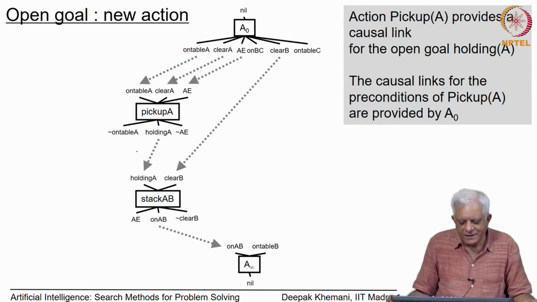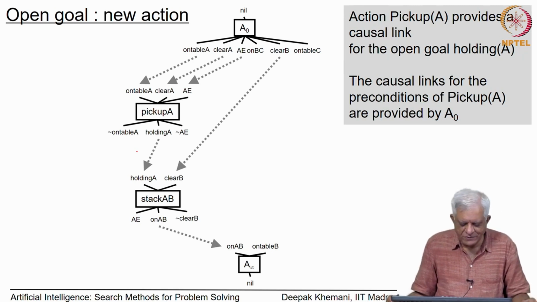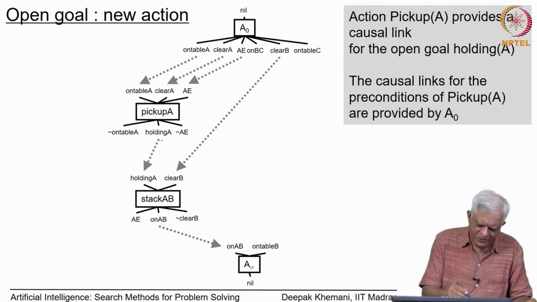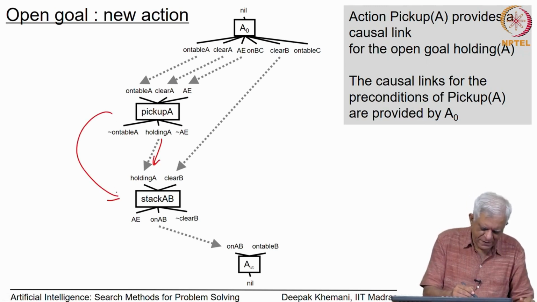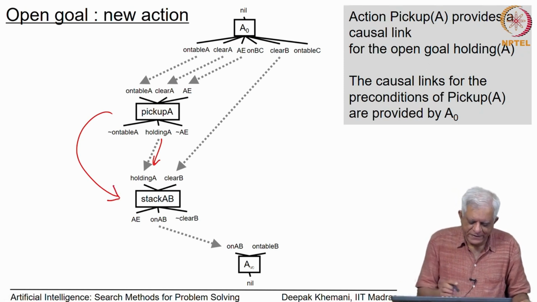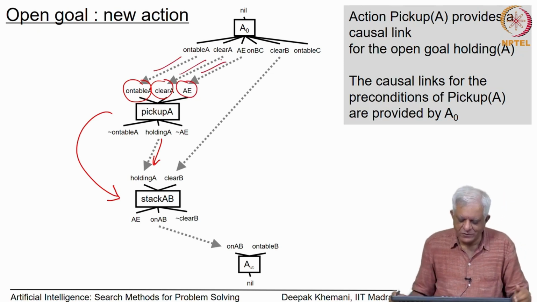We could have chosen, like in goal stack planning, either pickup A, or we could have chosen unstack A from something, but let us say that somehow we have managed to choose this action pickup A, inserted it into the plan, that means added it to the set of actions, established this causal link here, established the ordering link which we have not shown, and so on. These are steps that I will skip. For each of these open goals, we can establish links from the start action because they are true in the start state.